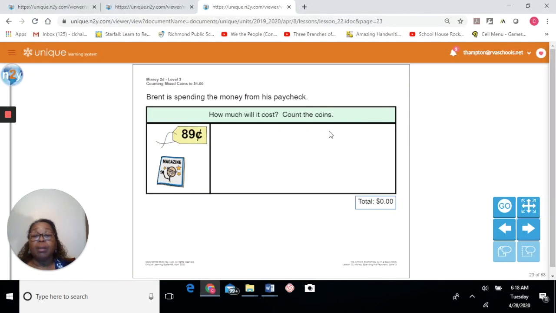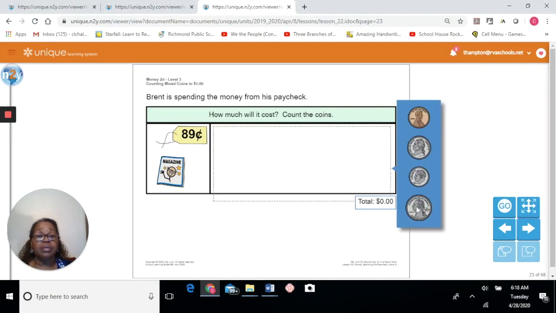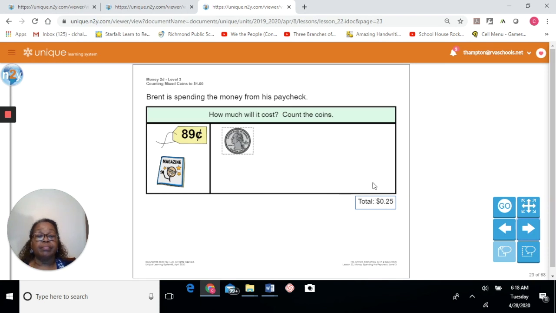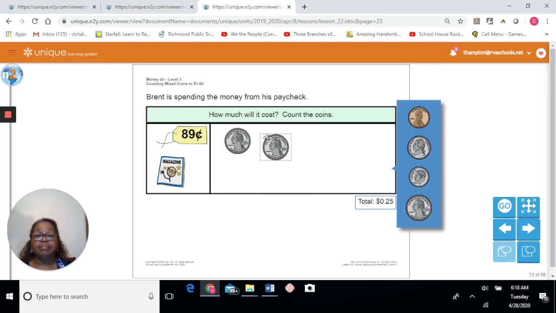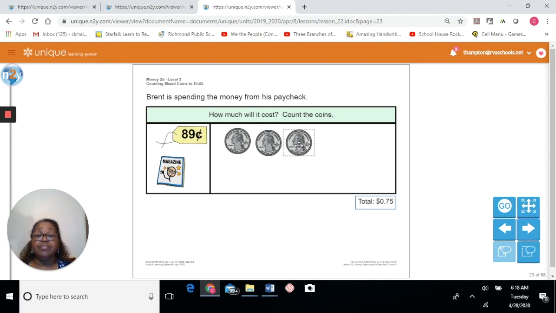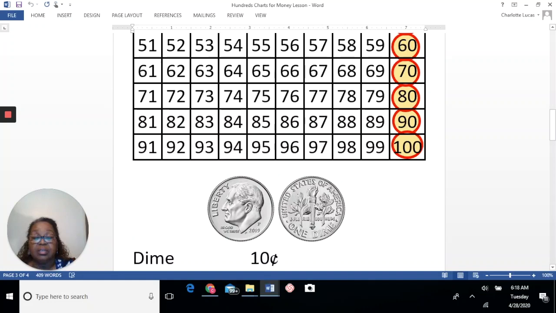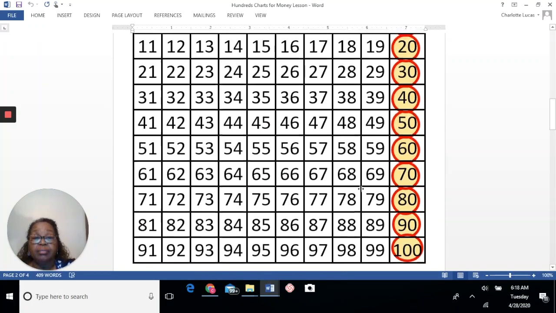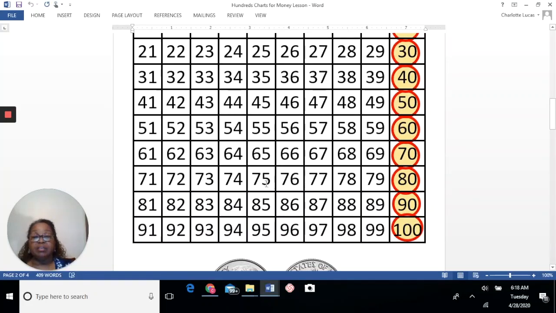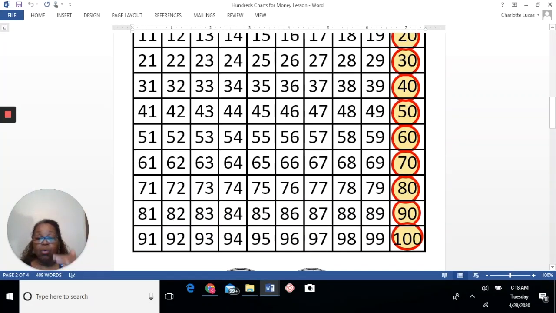Let's see how that works in our problem. 25, 50, 75. All right, we have 75 cents. Now we want to get to 89 cents. Let's look at our chart. Get our visual. If we're at 75 cents, we could add a dime. Here we are at 75. If we add a dime on the chart, all we do is what? Move down. 75, a dime would be 85.